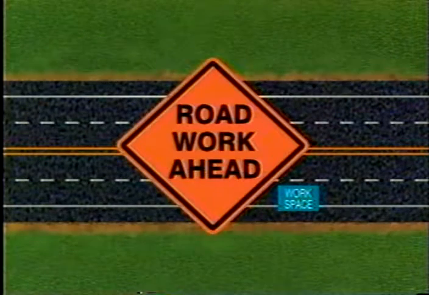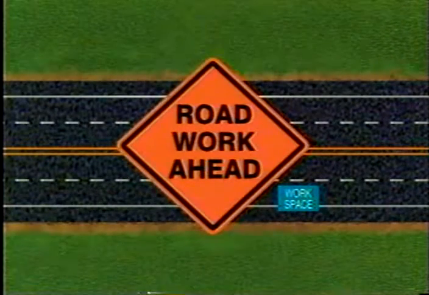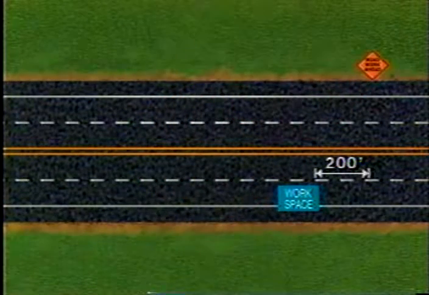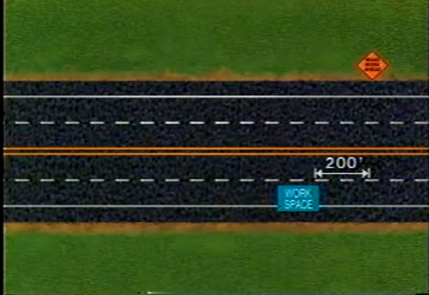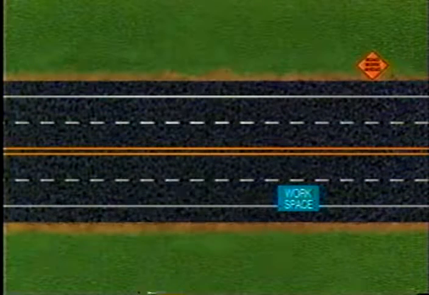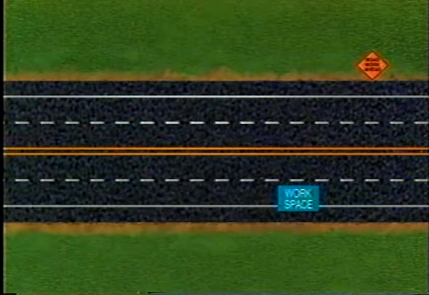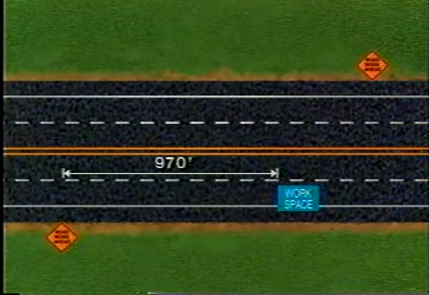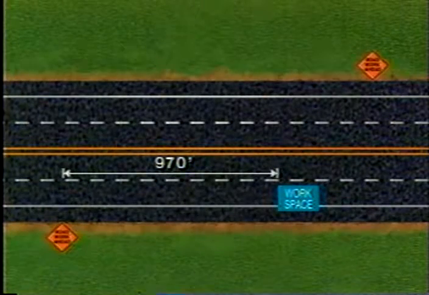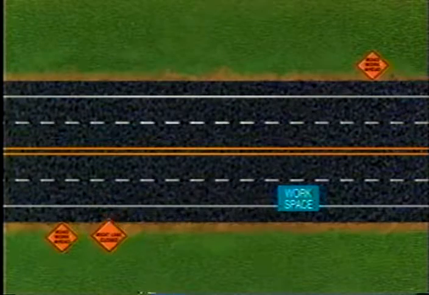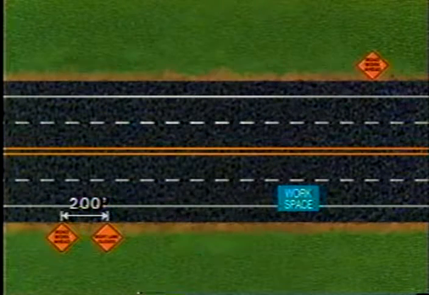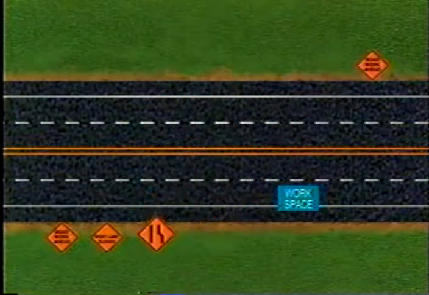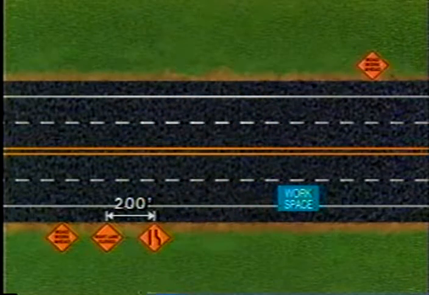The first sign installed for the unobstructed roadway is a Road Work Ahead sign. This sign is placed 200 feet in advance of the workspace. The signs for the roadway on which work is taking place are then installed. The Road Work Ahead sign is placed 970 feet before the workspace. The next sign is a Right Lane Closed sign, 200 feet from the Road Work Ahead sign. Then we place a Lane Reduction Transition sign 200 feet from the Right Lane Closed sign.